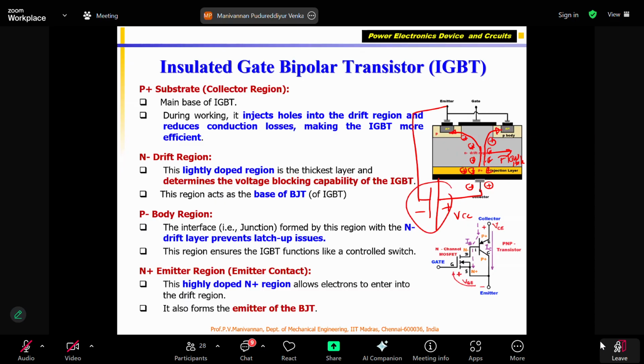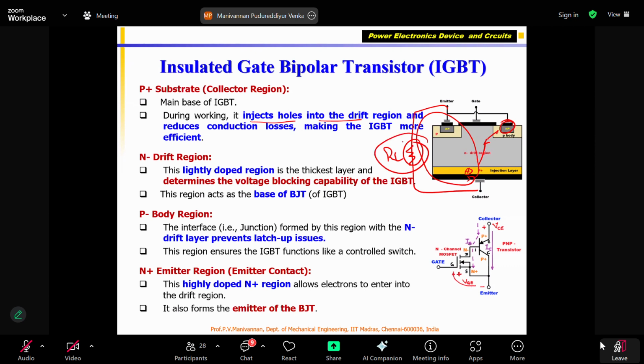Without this voltage, the holes from here cannot cross this N drift layer and also the P body. So that's why it is going to inject holes. Now, during working, when I apply positive voltage between these, the holes are injected into the drift region and they go toward this one and reach finally. So the current flows between the collector and emitter. Current will flow like this. Now if I connect my load resistor RL, it can be a motor or solenoid, it is going to be driven by this IGBT.